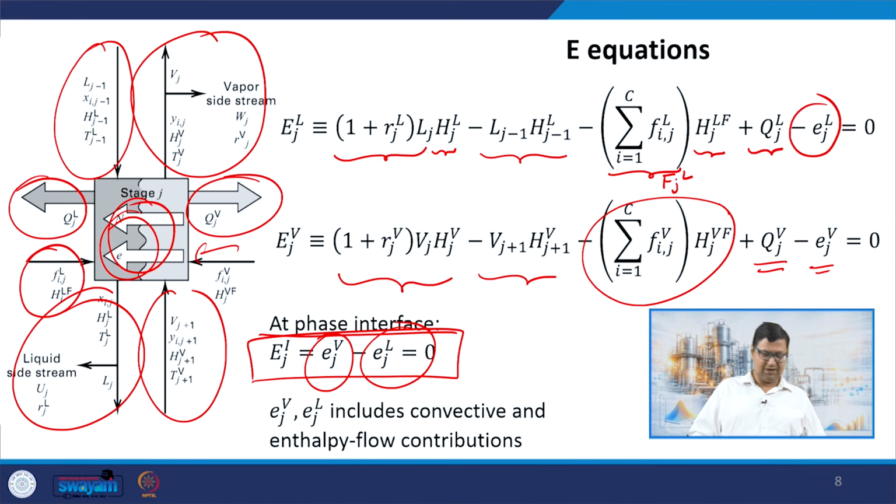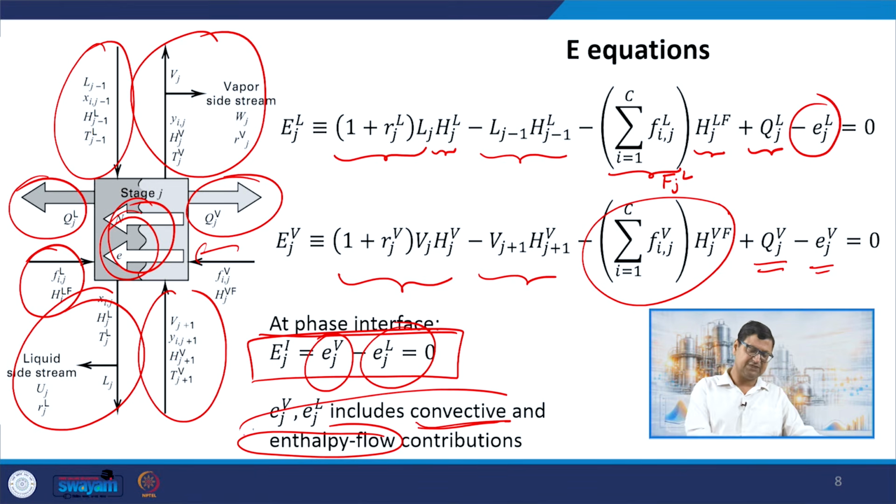What does it include? It includes the convective contributions and the enthalpy contribution. We call it an enthalpy flow contribution, meaning that there will be a bulk flow of species, the entire mixture, from one phase to the other. So, anything that is coming along with that bulk flow corresponds to the enthalpy flow, but in addition you can have extra convection taking place because of temperature difference, right.